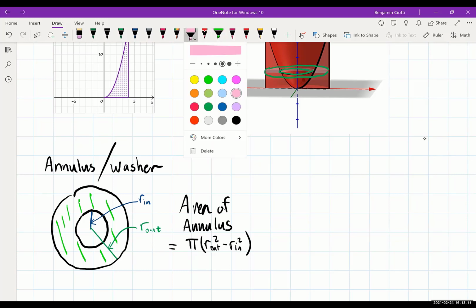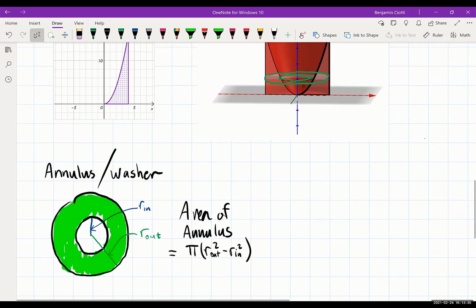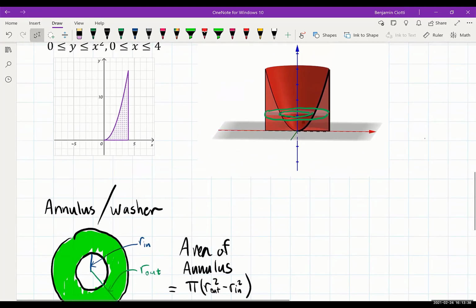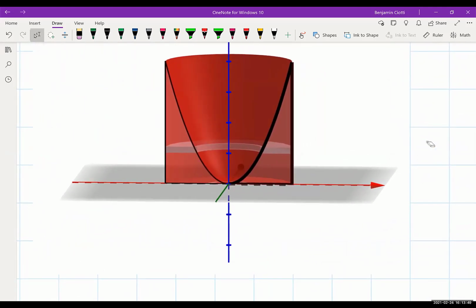Okay, so that's going to be useful because the cross sections in the problem at hand are indeed annuli, or washers. Sometimes we refer to the method of solving this problem as the method of washers. And we can find their area as long as we can find what the inner radius is and what the outer radius is. And for that, you have to use some geometry here. So let's zoom in on the shape at hand. And this is the most interesting part of the problem.